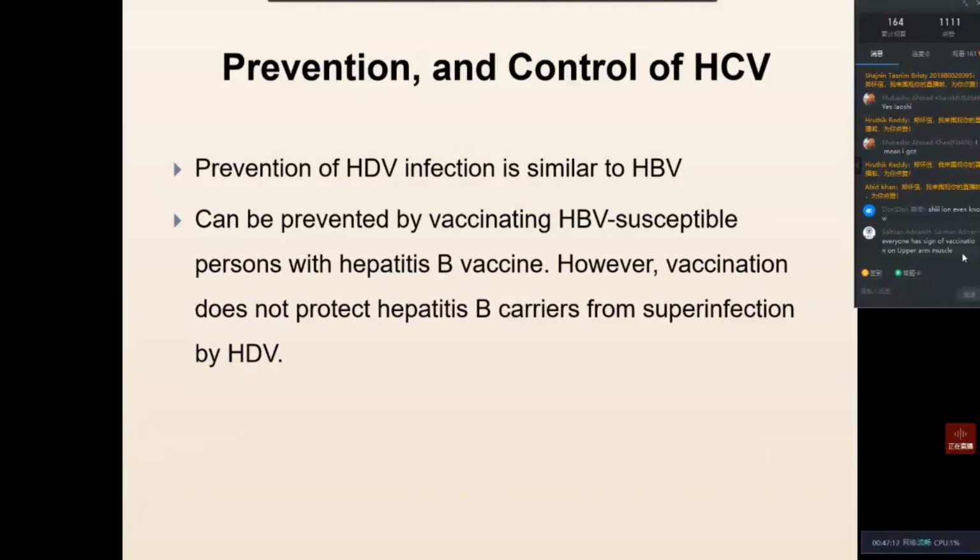Well, everyone has a sign of vaccination on the upper arm muscle. Probably that's not for HPV. Probably that's for BCG injection. Yeah, for you guys, you never got the smallpox. Yeah, that's a BCG.